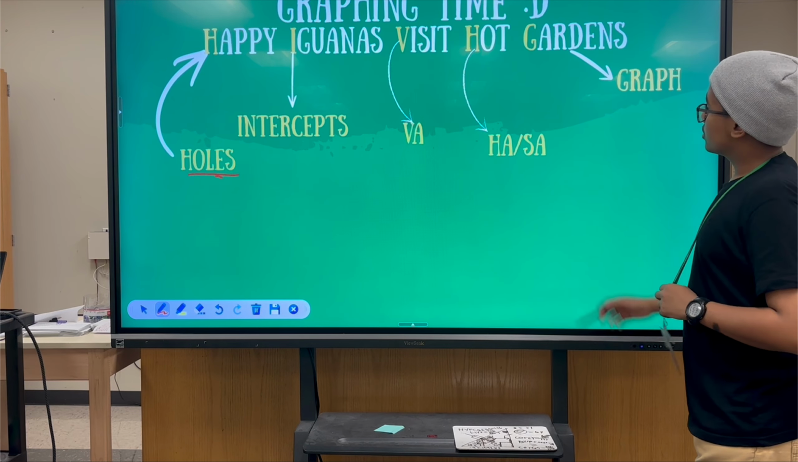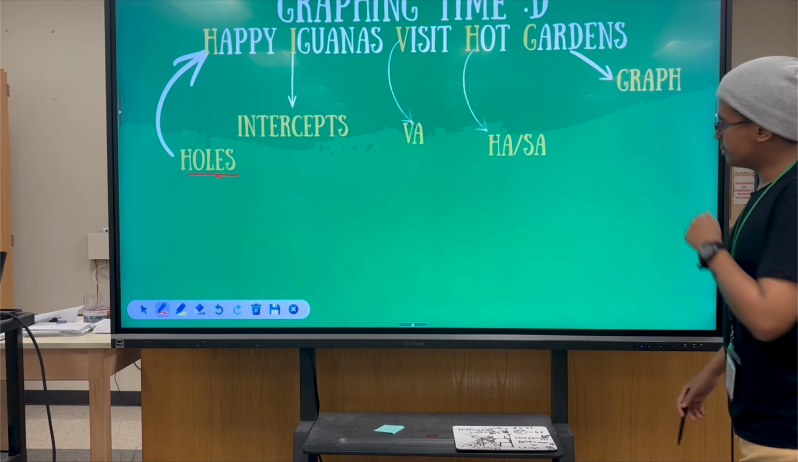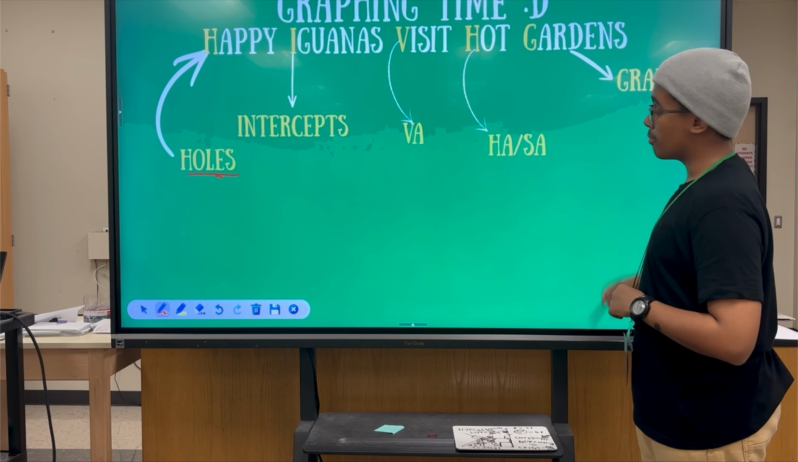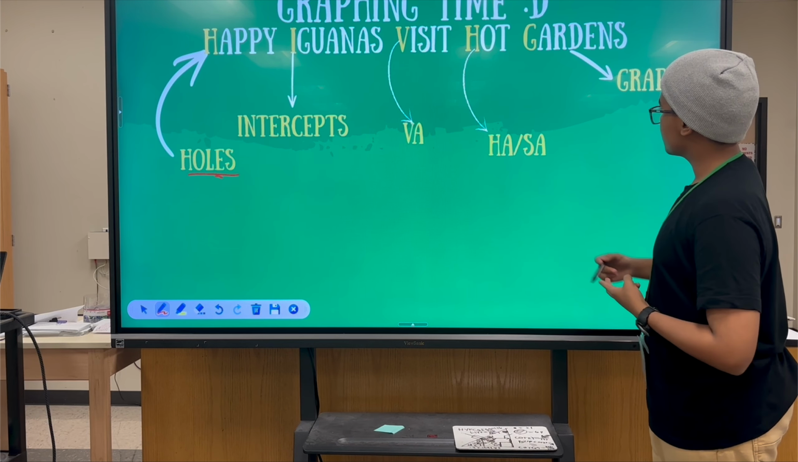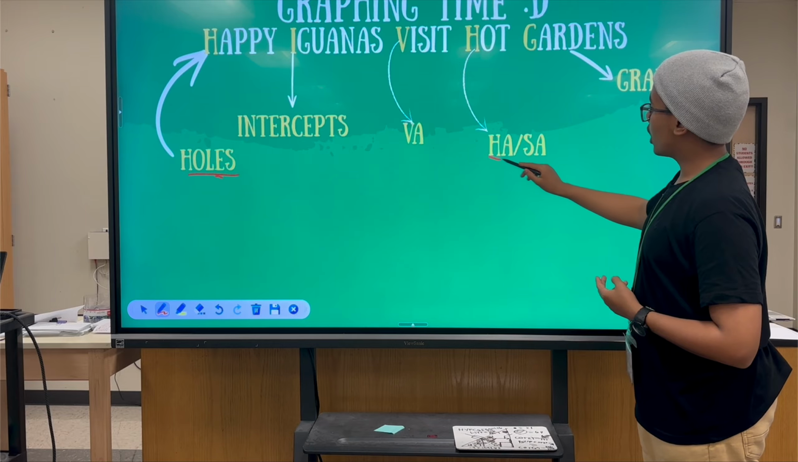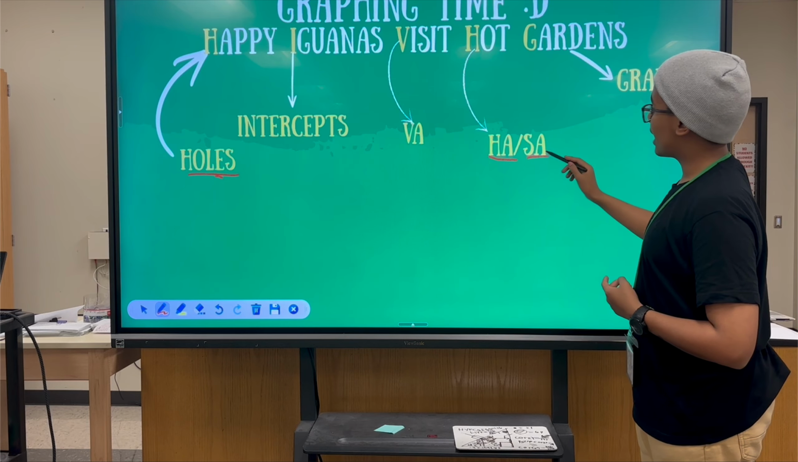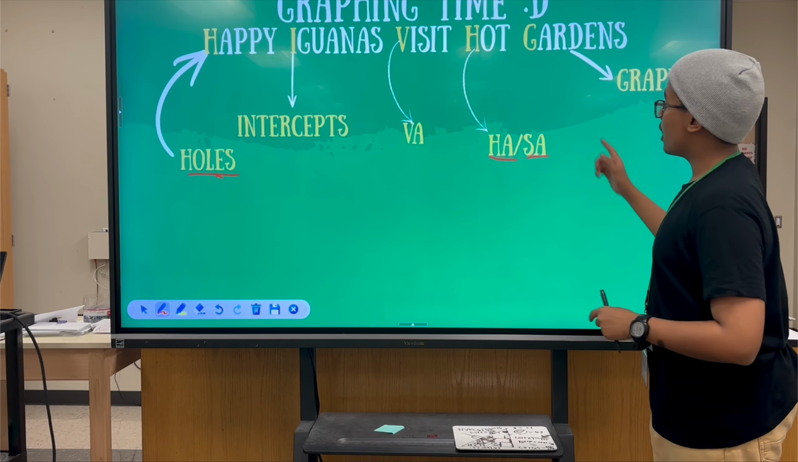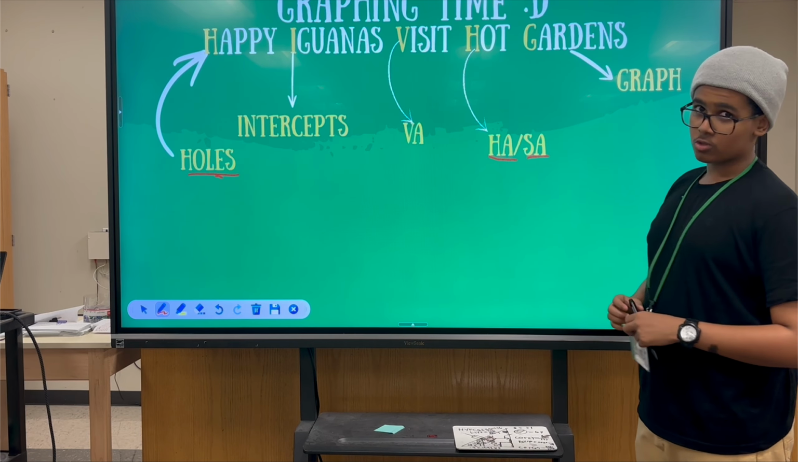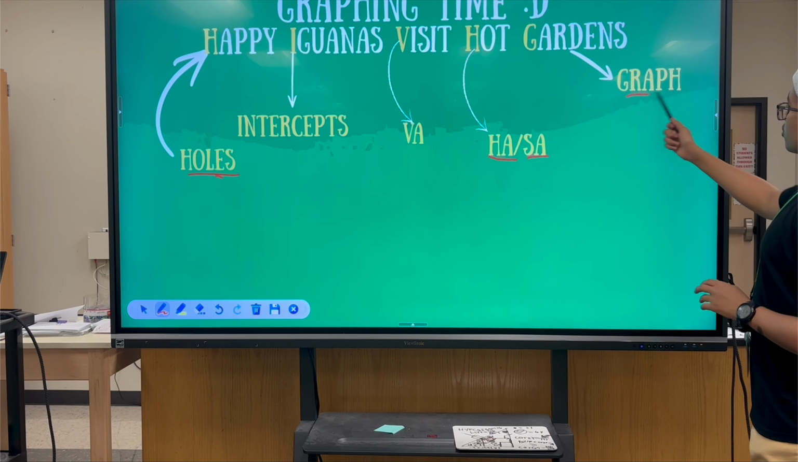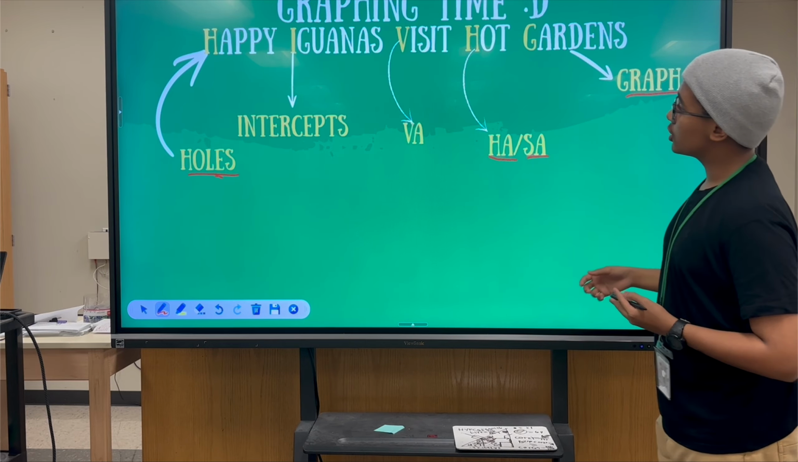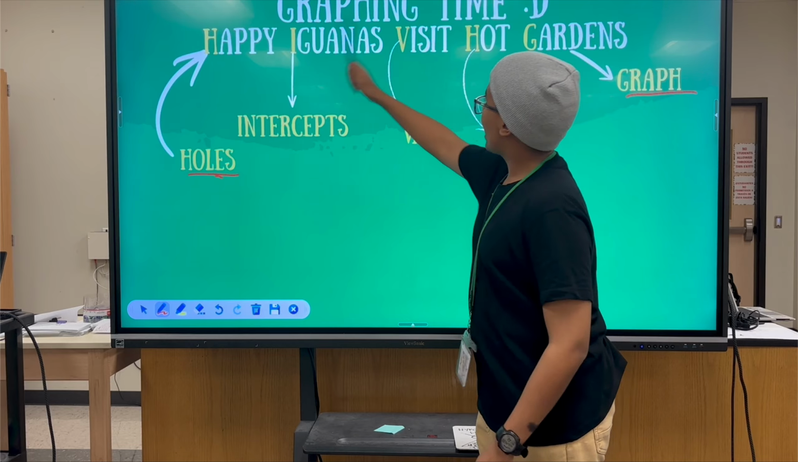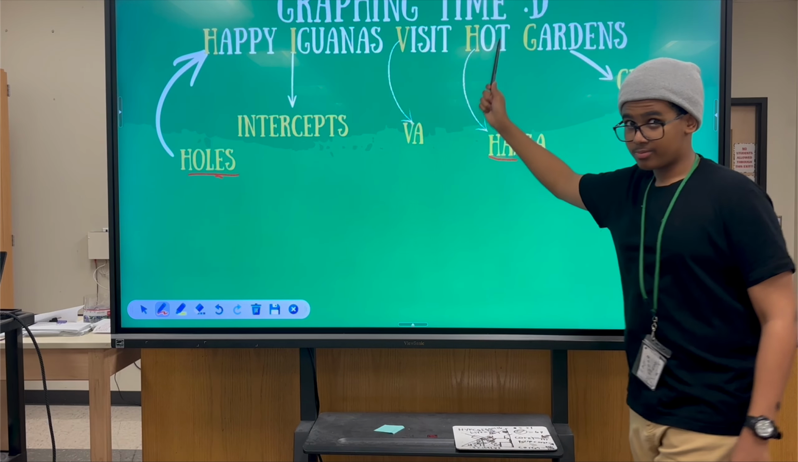Next you have your horizontal asymptotes or slant asymptotes, because remember there are three cases for the horizontal asymptote, and one of them might lead to not having a horizontal asymptote, but instead having a slant asymptote. So make sure you distinguish which is which, and find either your slanted or your horizontal asymptote. And then lastly, you graph. So that's a simple mnemonic that you could use as a step-by-step on your test. Never forget, happy iguanas visit hot gardens.